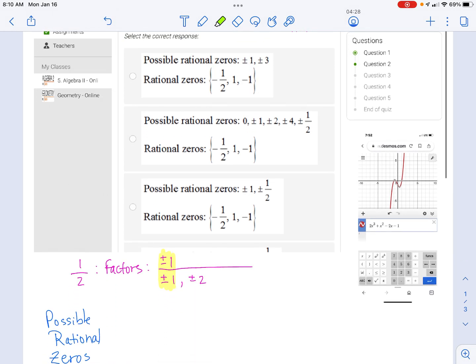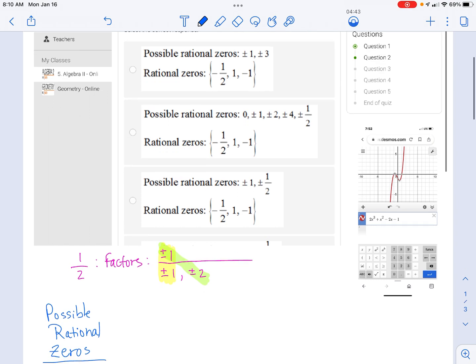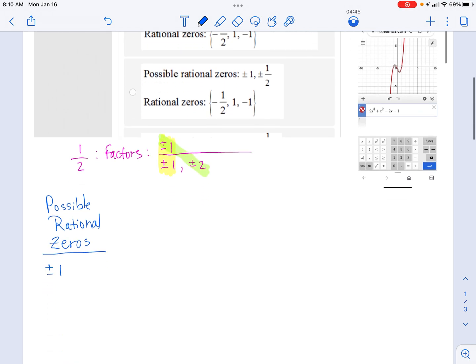Okay, I have to take that numerator up here and also put it over 2. So if I had several terms across that top line, I'd have to put each one of those over each one of the bottom terms. That's how you figure out your possible rational zeros. So the other one would be plus or minus 1/2. So those are your possible rational zeros right here.